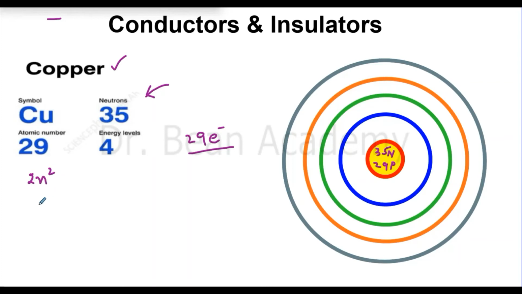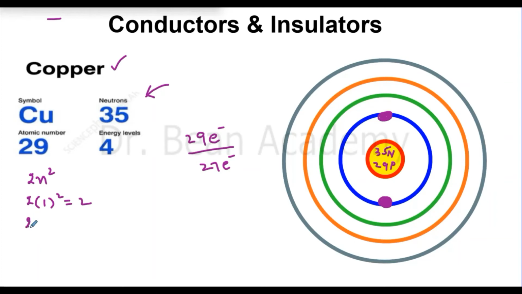2n squared. So for the first orbit, 2 into 1 squared is equal to 2. So in the first orbit there should be 2 electrons, and I cannot add more than 2 in the first orbit, so I have added 2 electrons, right? Now let's see how many electrons are left to distribute in the other orbits. There were a total of 29, and now I have 27 electrons left to distribute in the other orbits.